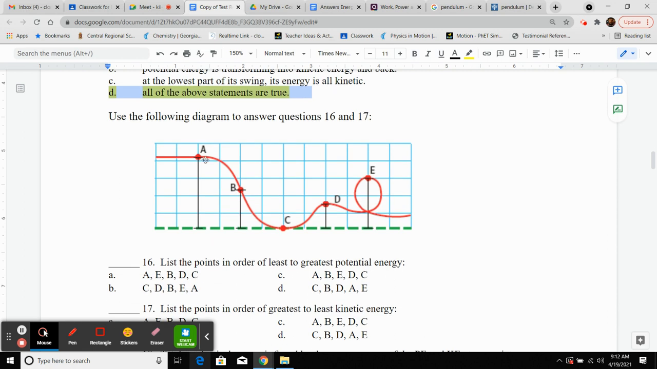So here, 17 is... well, hold on. Don't jump the gun for me. Which point is the highest? A. So at point A, you would have the most potential because M times G times H. If the mass doesn't change, gravity's not changing, the only thing that can change is the height. So the most potential energy you're going to have is at point A. And then E, and then B, then D, then C. But they're asking us from the least amount of potential to the most amount. So it would be C, D, B, E, A.